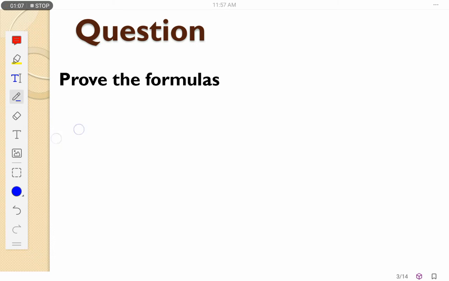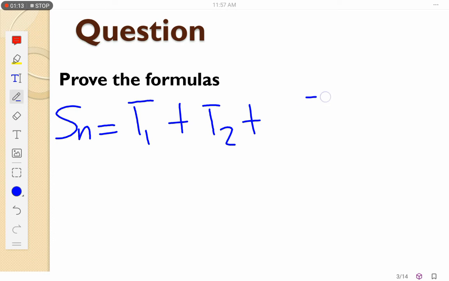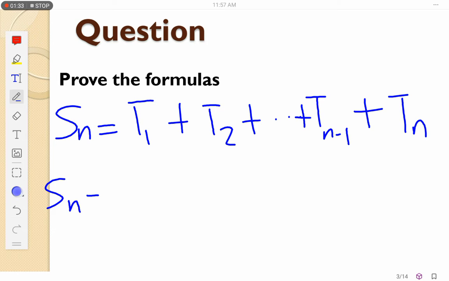So we have the summation of n terms is equal to t1 plus t2 plus dot dot dot plus t(n minus 1) plus tn. Okay, like that. So if I want to write this in terms of a and r, remember our a is our first term, our r is our common ratio. I can have it as Sn is equal to a. Our a, remember, is our first term. This is T1, the first term.